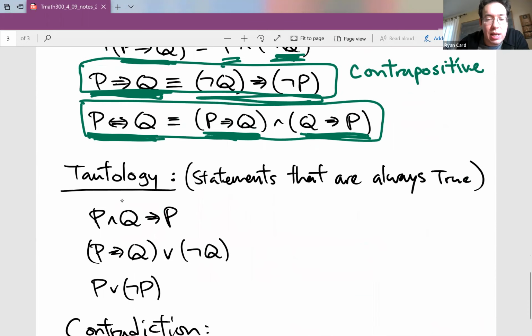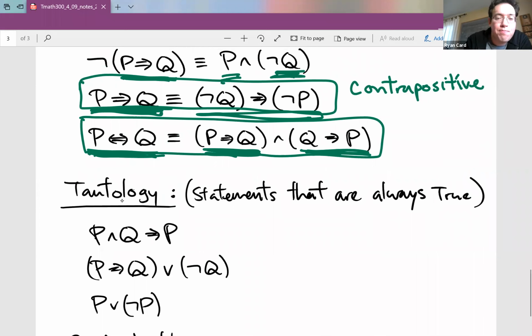Another couple phrases that I want to talk about. Any logical statement that's always true, no matter what you plug in for P or Q or any logical statement that's involved, that's called a tautology. So if you write down something like P and Q implies P, well, if P and Q is true, then that in particular means P had to have been true to begin with. So this is always going to be a true statement.